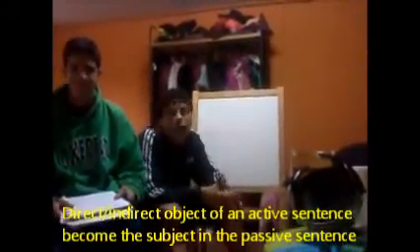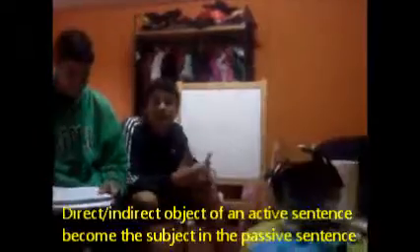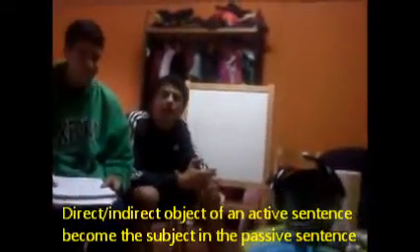We are going to talk about the passive subjects. The direct or indirect object of an active sentence becomes the subject in the passive sentence, because there are many verbs which take two objects. Now Juanfran is going to take some examples.